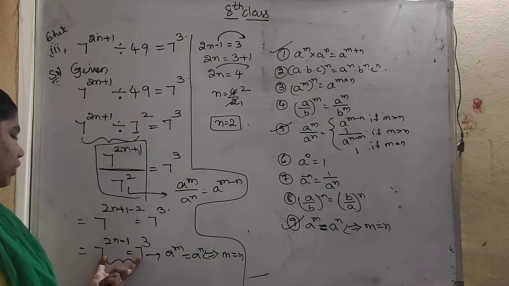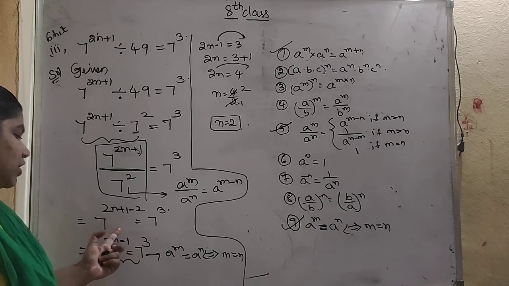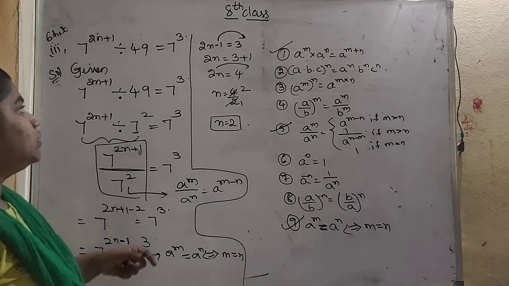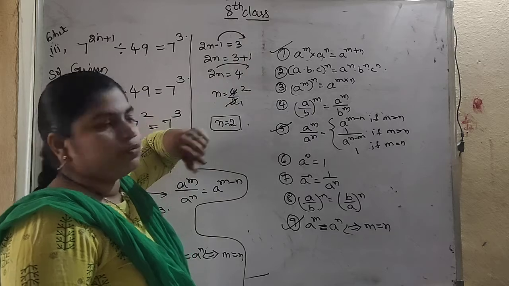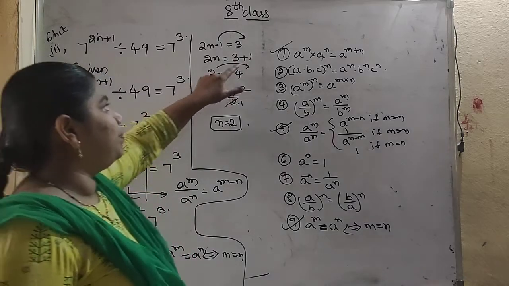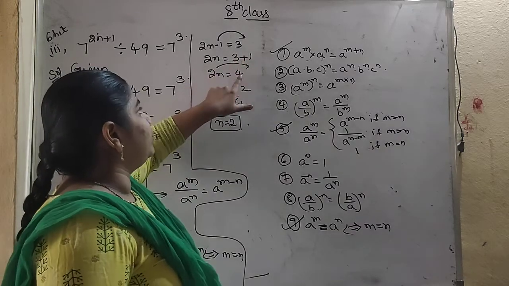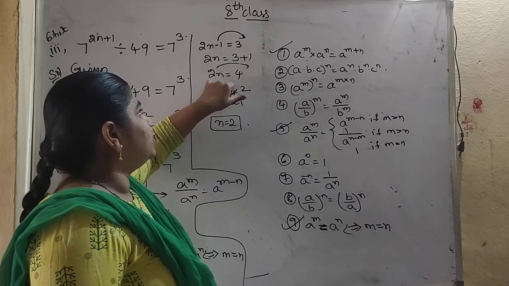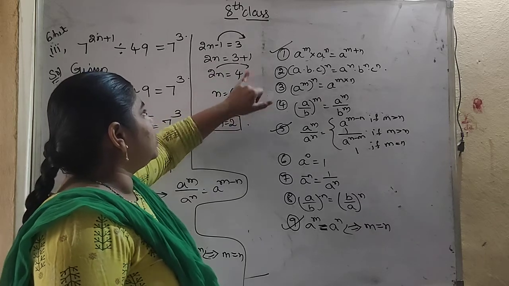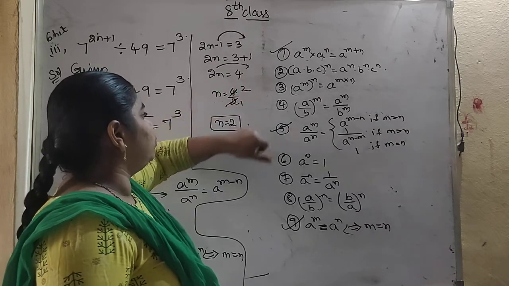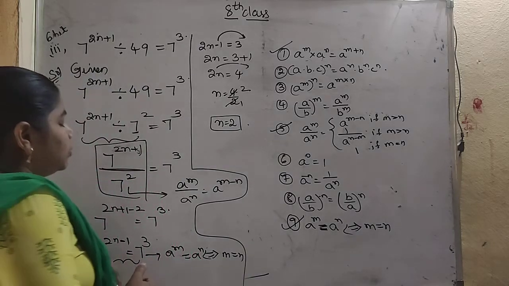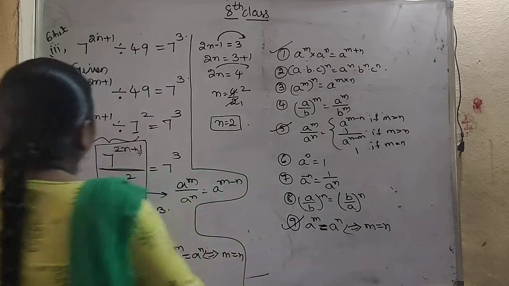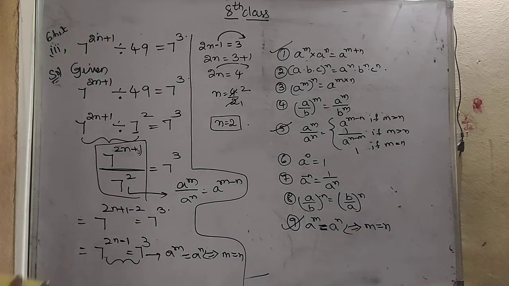Both bases are equal, and in the middle there is an equal to sign. So we have to equate the powers. So 2n minus 1 is equal to 3. This minus 1 I have transposed to the other side, and it has become plus. So 3 plus 1 will be equal to 4. Transpose this 2 to the other side. So n is equal to 4 by 2. 2 ones are 2, 2 twos are 4. So what is the n value here? The n value we got is 2. So this is our sixth bit, third question. Okay.